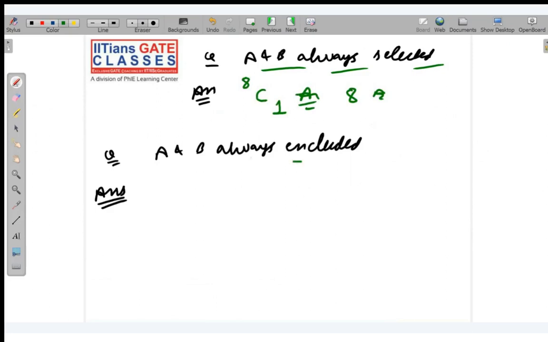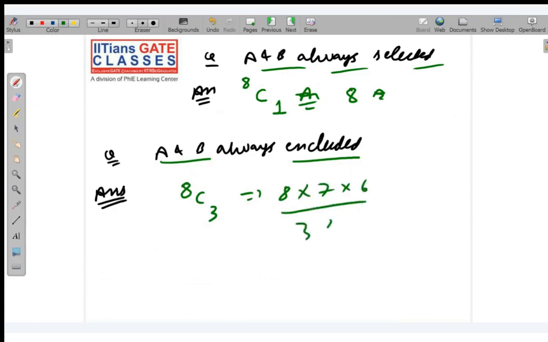A and B always excluded. I want to exclude both A and B. So how many persons are left? 8. How many do I want to choose? 3. So the answer is 8 into 7 into 6 divided by 3 into 2. 56 is the answer.